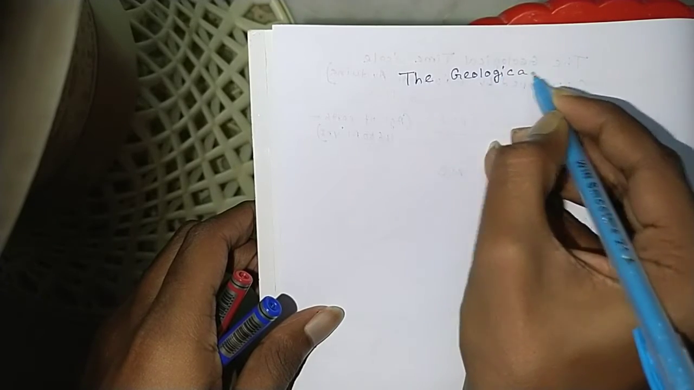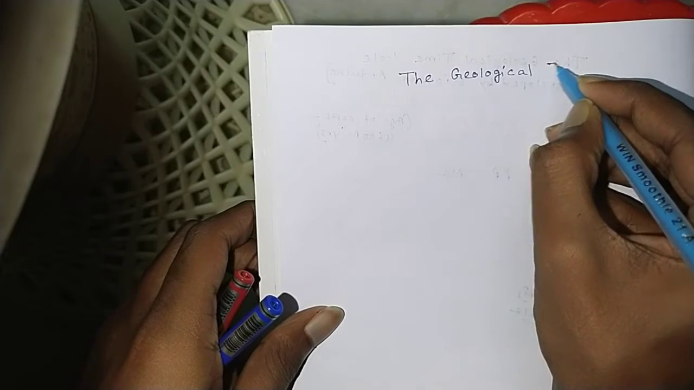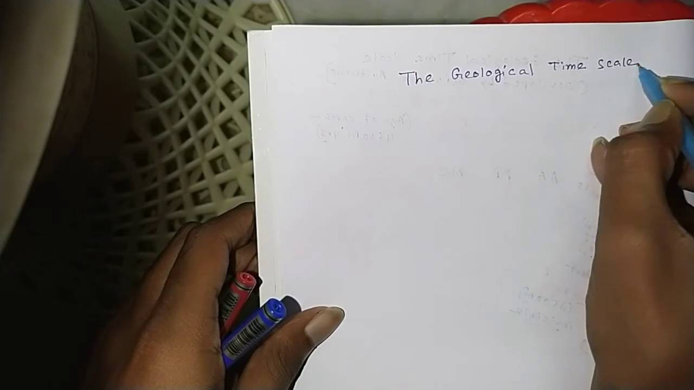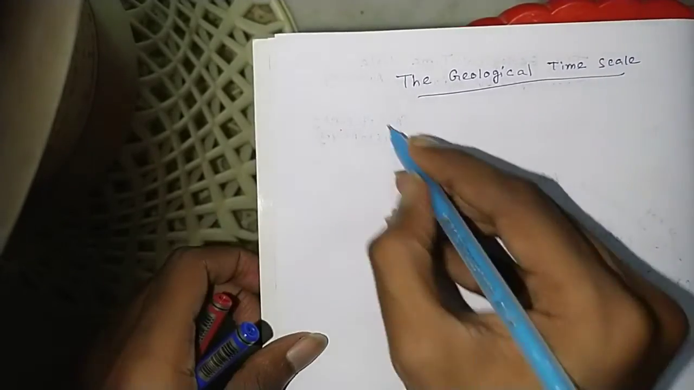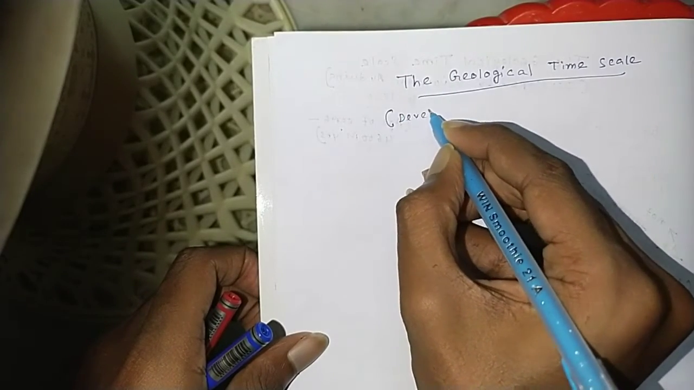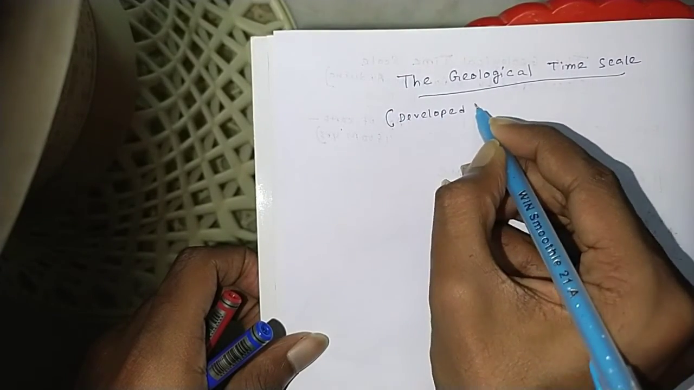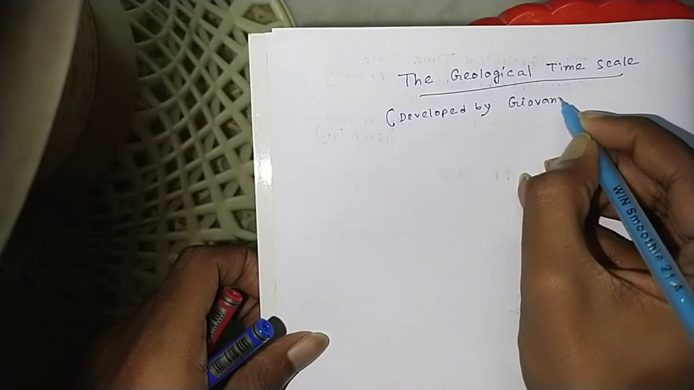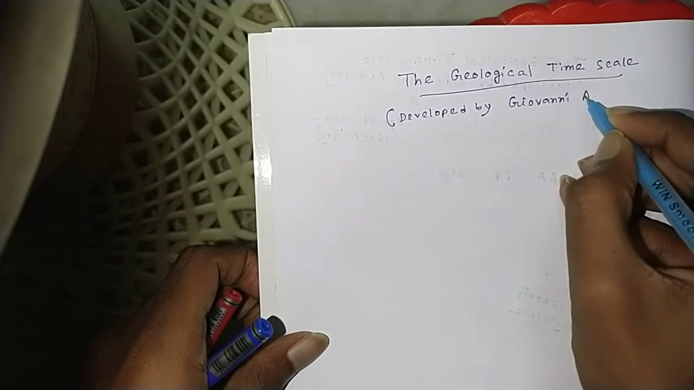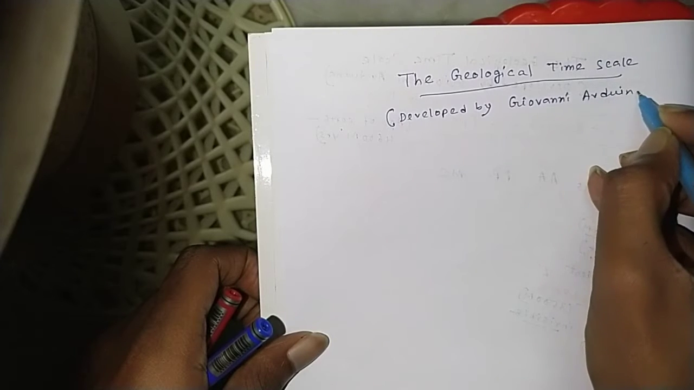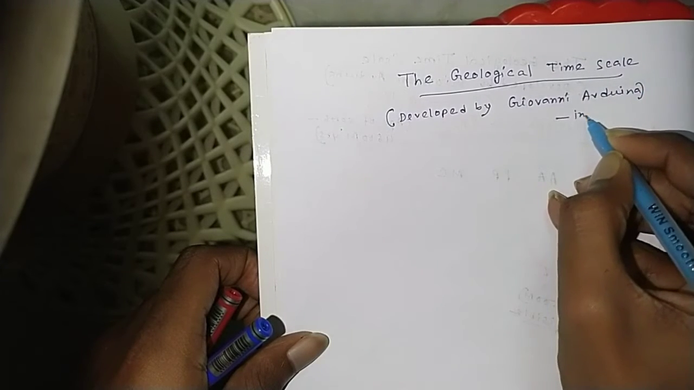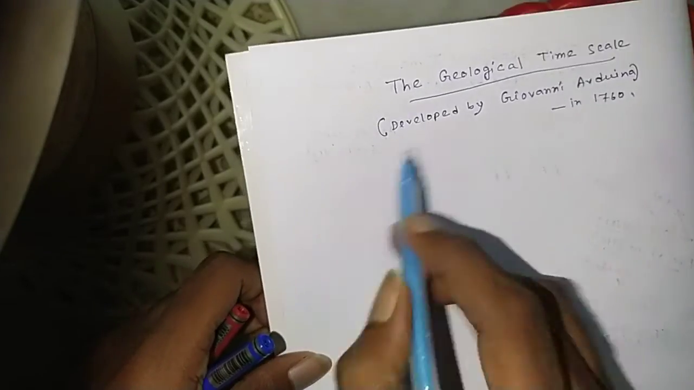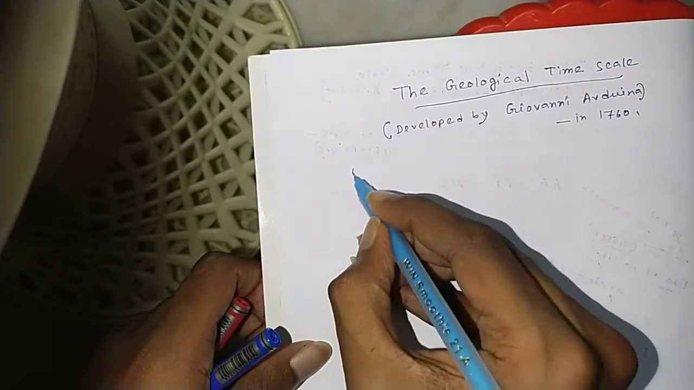Today we'll be discussing the geological time scale. It was developed by Giovanni Arduino in 1760.